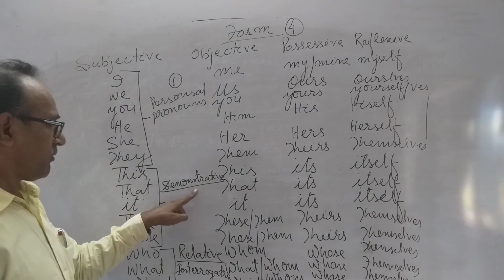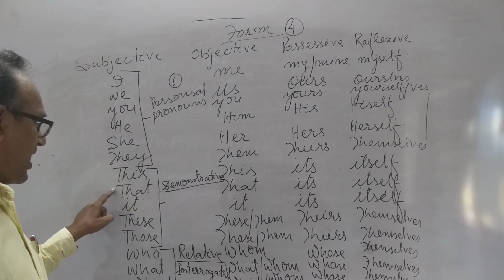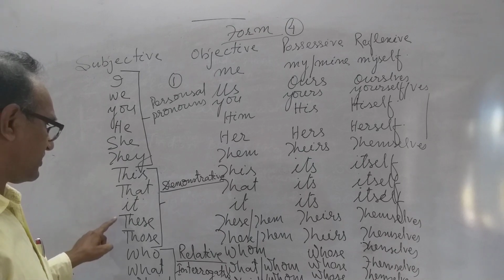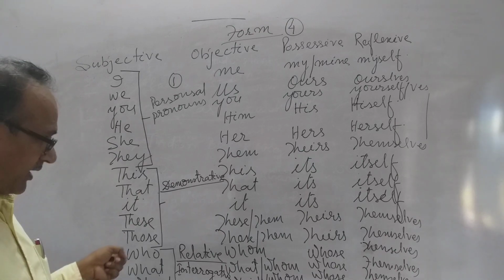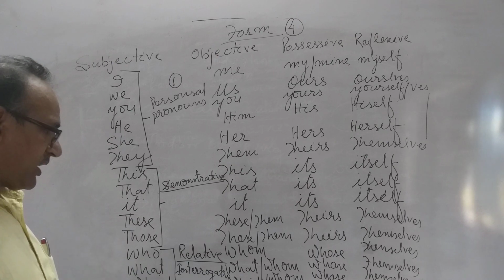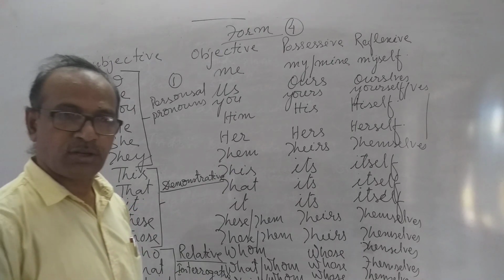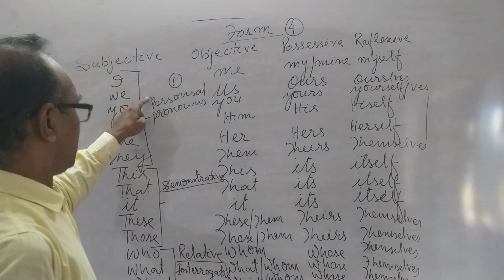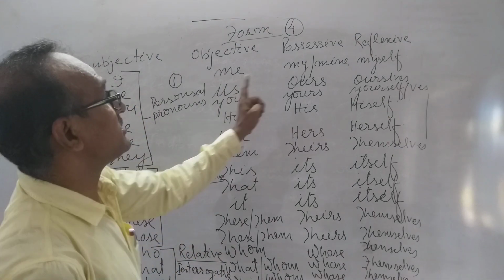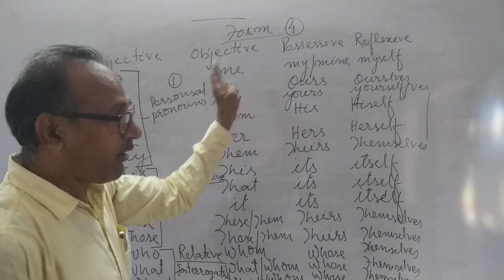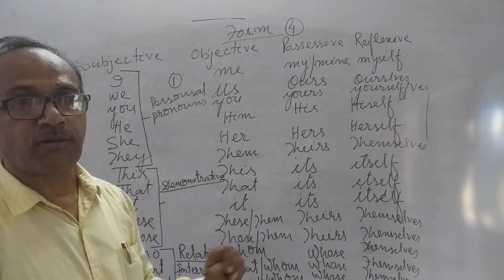Under demonstrative pronoun, there come this, that, it, these, and those. Under relative, who, what, which. Under interrogative, who, what, which. Understood? Now, these four, along with these three, all come under types of pronoun.